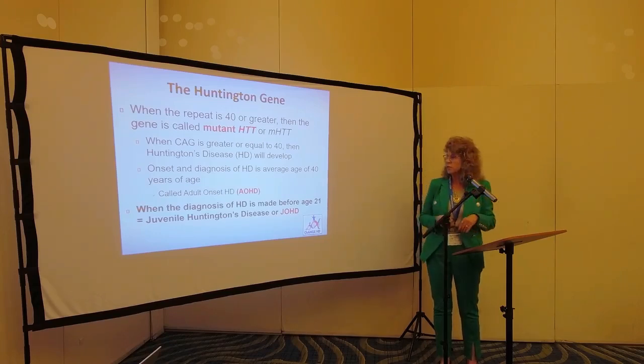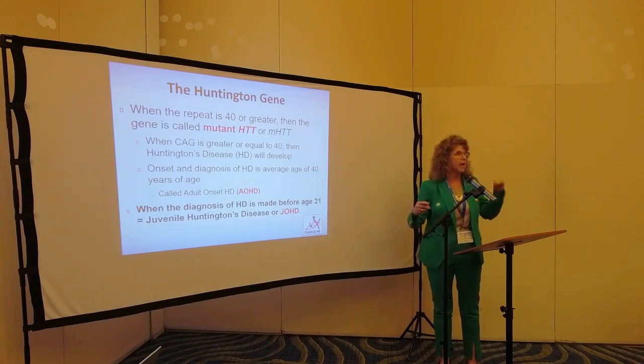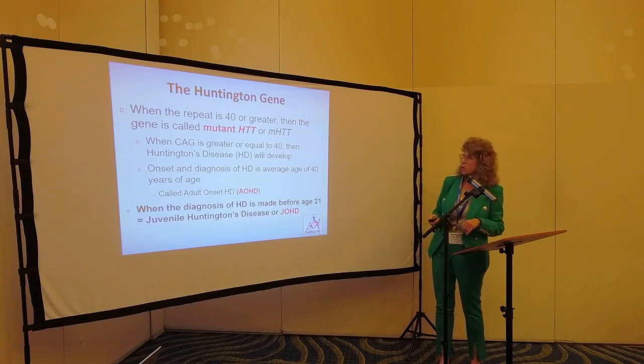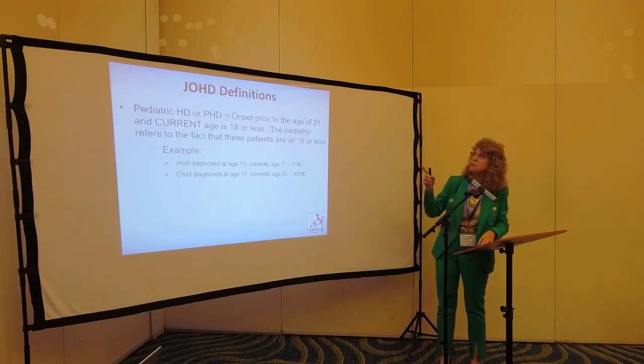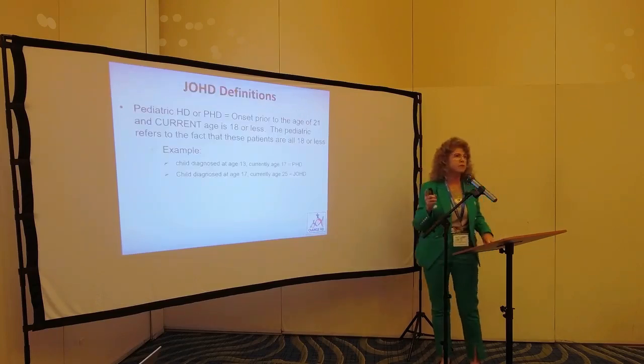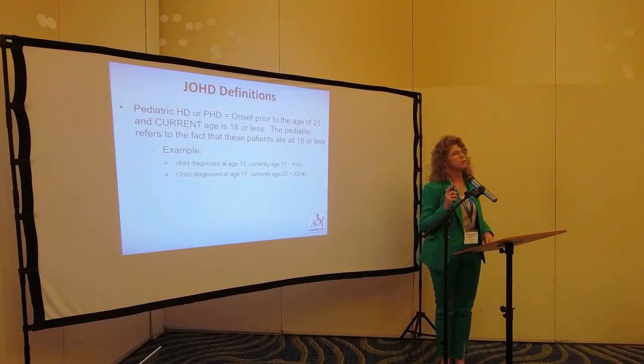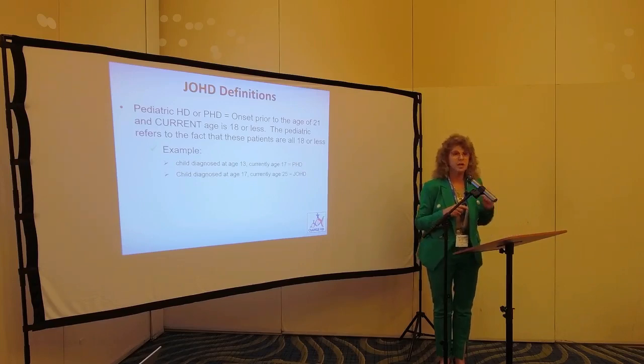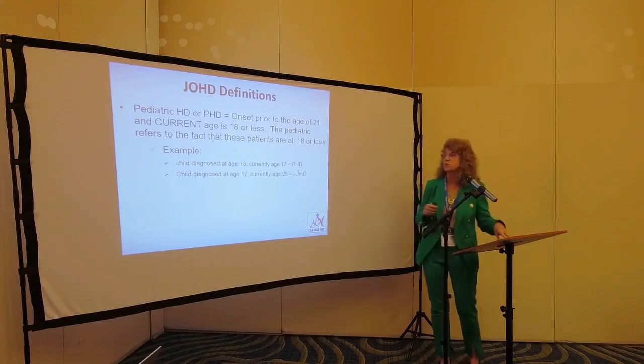I've transitioned over the years, mostly because I compare it to AOHD. I call it JOHD. The other thing is you might hear something called pediatric HD, and in particular with our European colleagues, they define this. Pediatric HD means that it's juvenile onset, meaning that there's a clinical diagnosis before the age of 21. However, that person is still a child. That person is still 18 years or less. So that's what pediatric HD is.